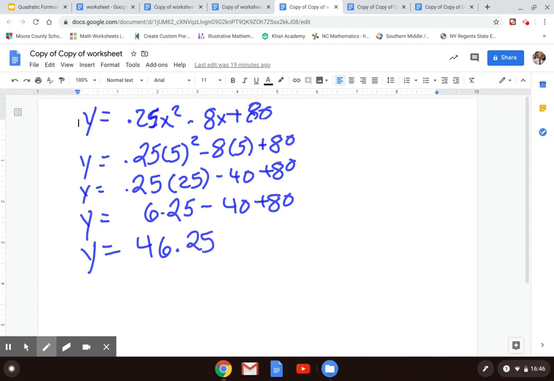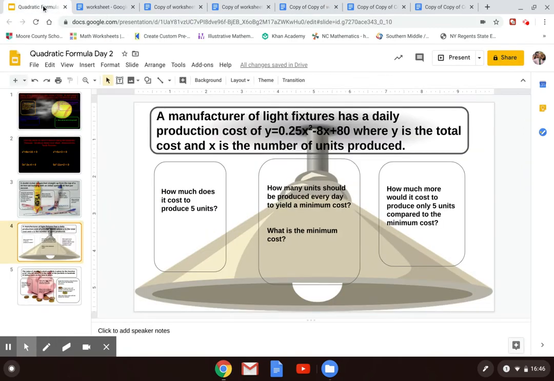All right, so what we have here is y equals 46.25. So if we go back to answer our question, the question is how much does it cost to produce 5 units? So to produce 5 units, it's going to be $46.25. That is the cost to produce 5 units.